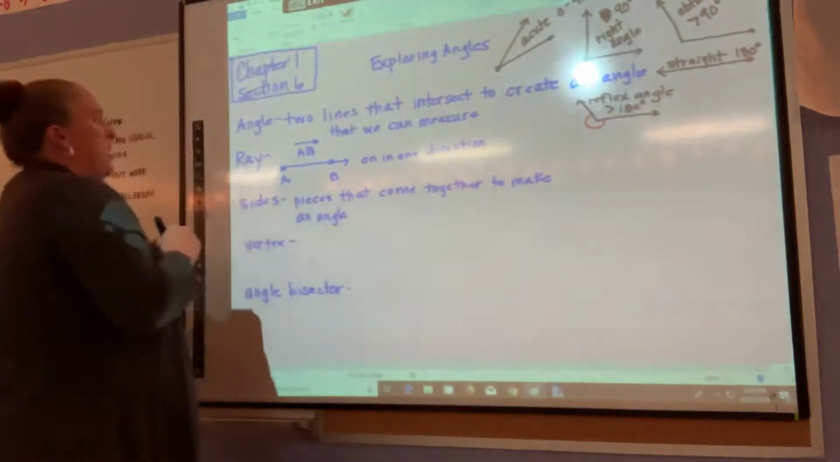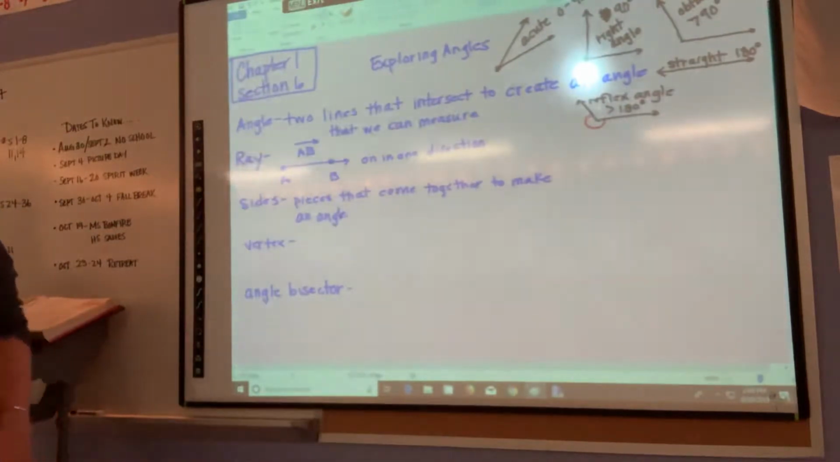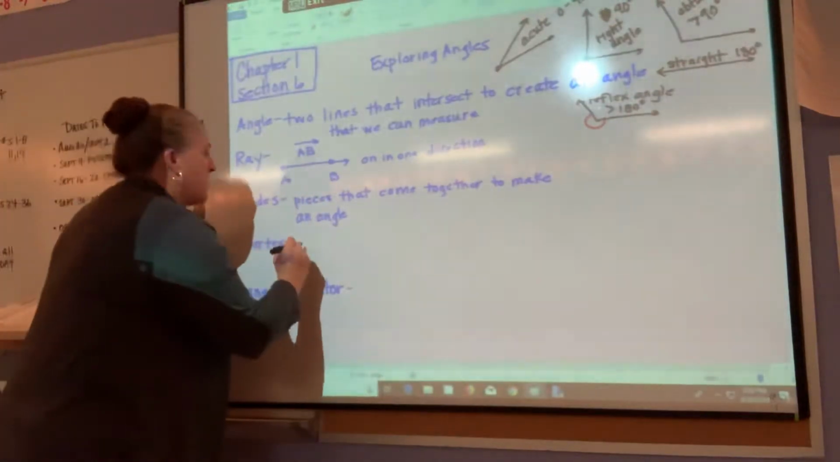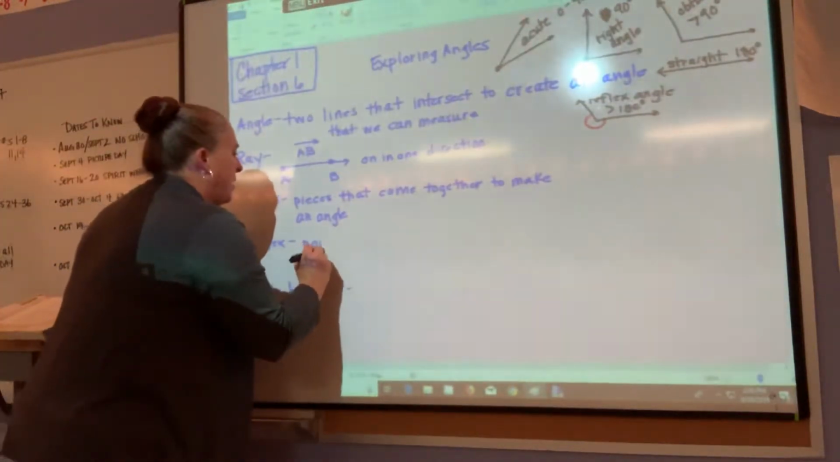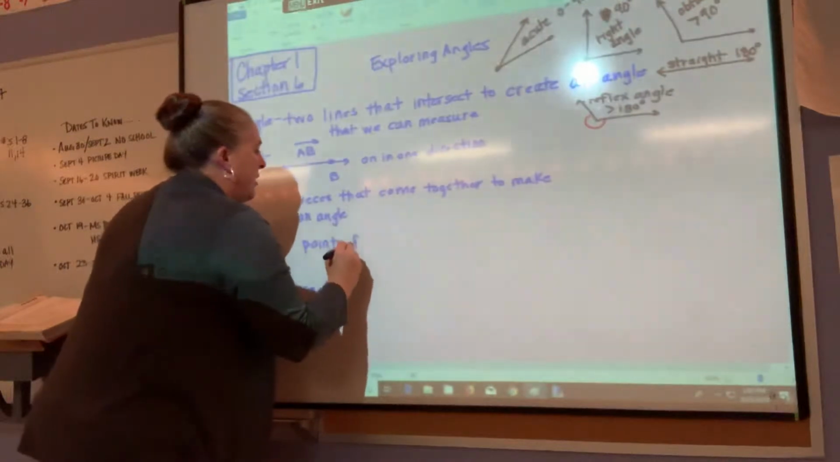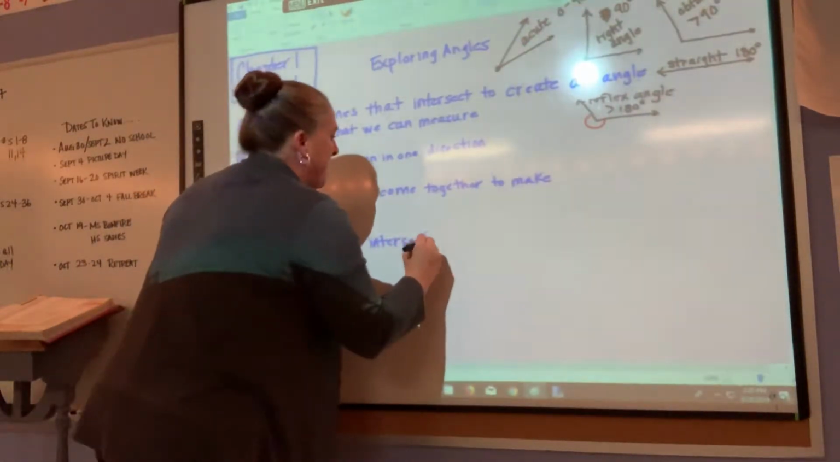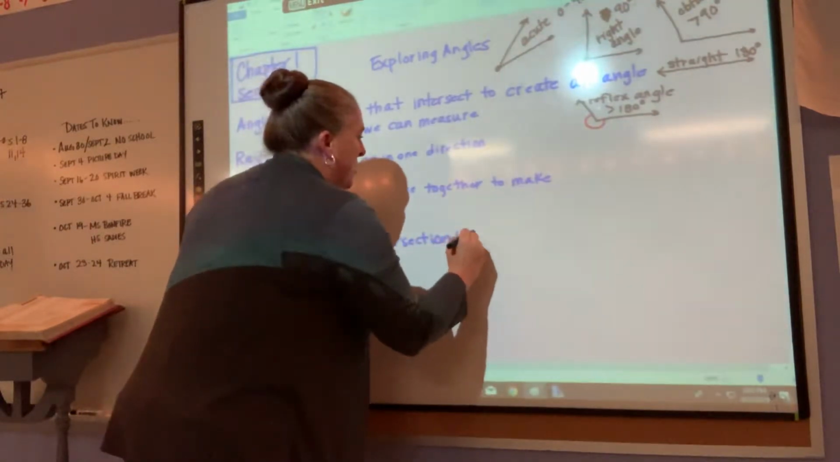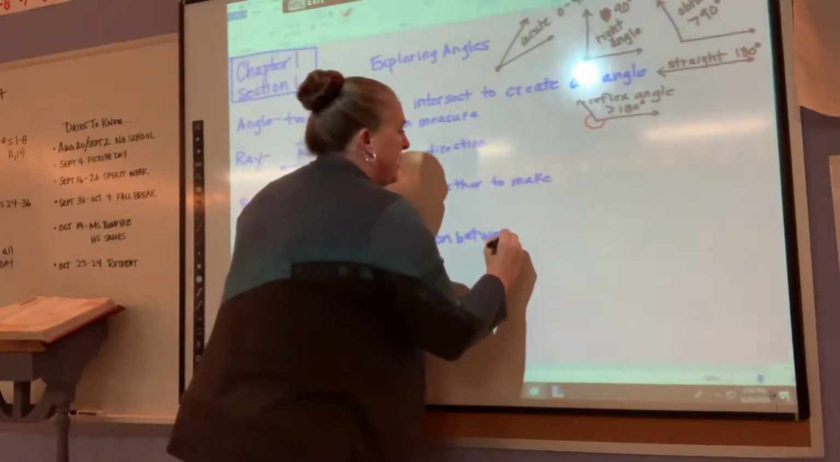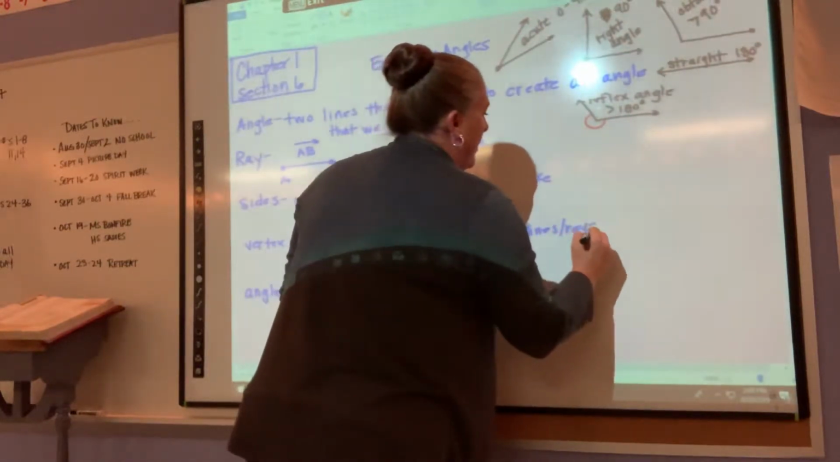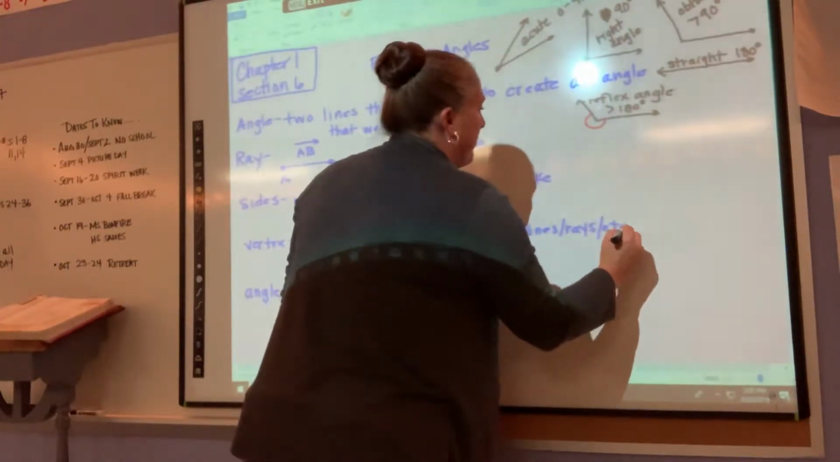What is a vertex? A point. It's the corner where two of those come together. I'm gonna say point of intersection between lines, rays, etc.